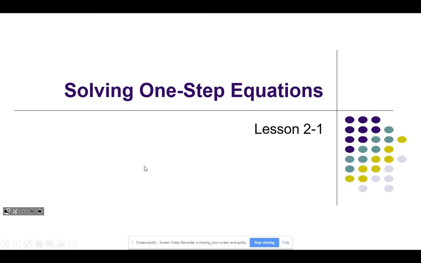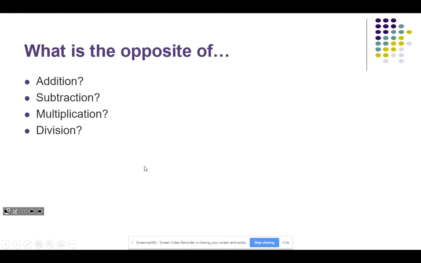This is lesson 2-1, solving one-step equations. The first thing I'm going to ask you to do here is to answer those four questions, really. Please answer those questions to the right of what you're writing. Pause the video at this point to give yourself a chance to try it on your own.